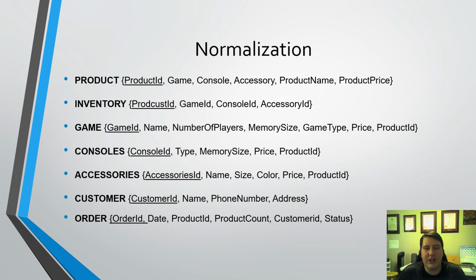Here we move on to normalization. From a few previous slides ago, I showed you the overall table for all the attributes we wanted to include, and now we've split them into 7 tables. Each table has about 4 to 7 attributes. We have a table for product, inventory, game, consoles, accessories, customer, and order.